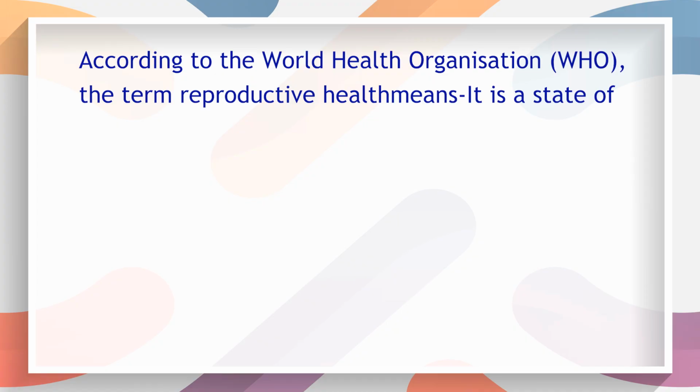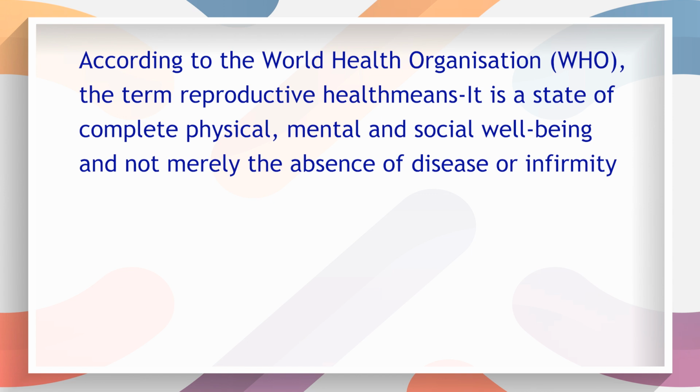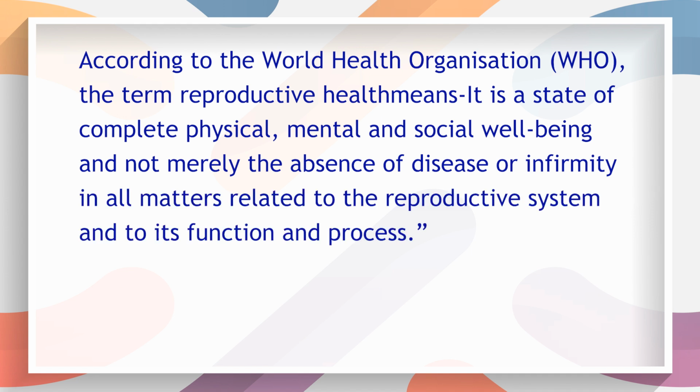So first of all, let's try to understand the term family planning. Family planning is the practice of controlling the number of children and the intervals between their birth. It is an essential aspect of reproductive health and can help individuals and couples to make decisions about their family size. According to World Health Organization (WHO), reproductive health means a state of complete physical, mental and social well-being and not merely the absence of disease or infirmity in all matters related to the reproductive system and to its function and process.